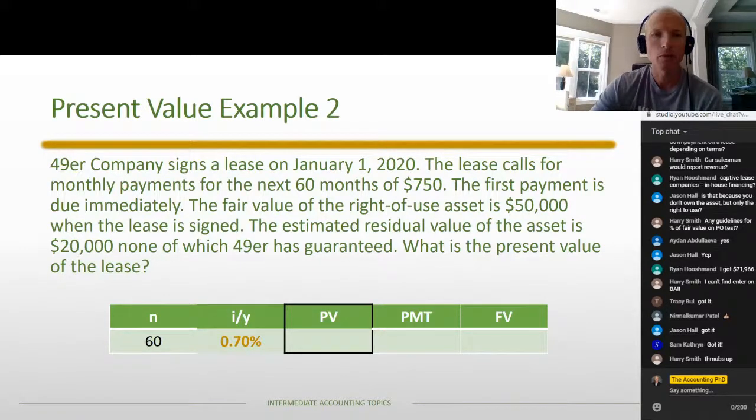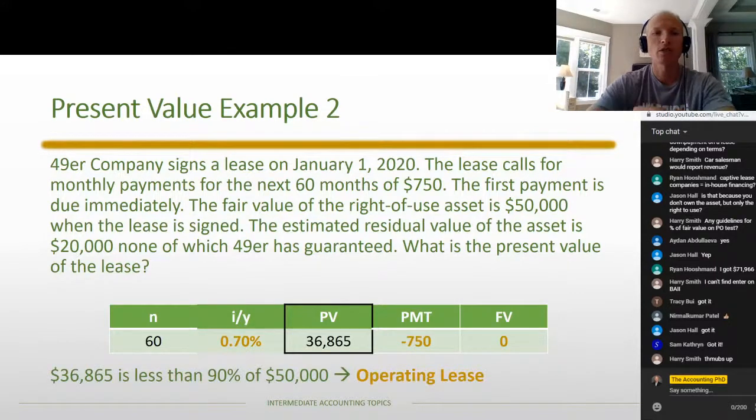60 monthly payments, 0.7% discount rate, and that stays in the BGN mode. All that stays the same. From the lessee's perspective, they're making a payment now, so it's negative $750. But in this case, the lessee has not guaranteed anything, and so the FV from the lessee's perspective is zero because they're under no obligation at the end of this lease. They just turn the thing back in. And so when we solve for the present value, we get $36,865, and in this case that's less than 90% of $50,000. And so according to this test, this would be an operating lease.